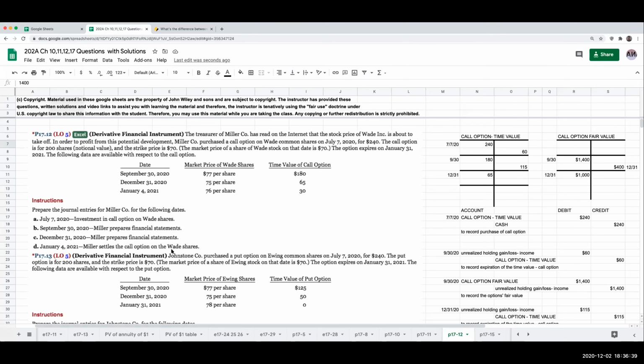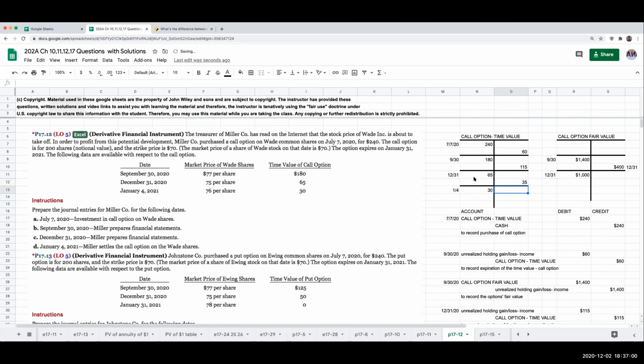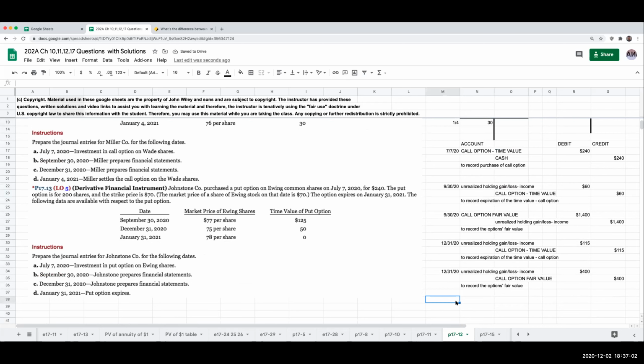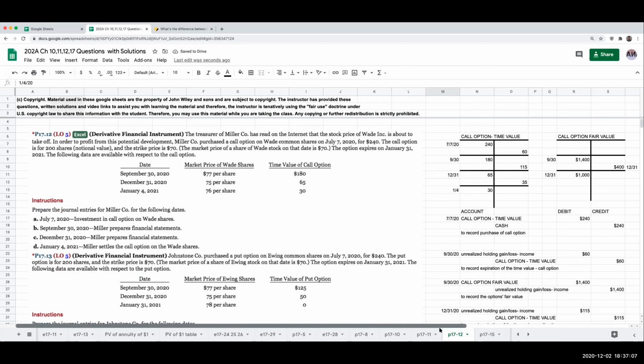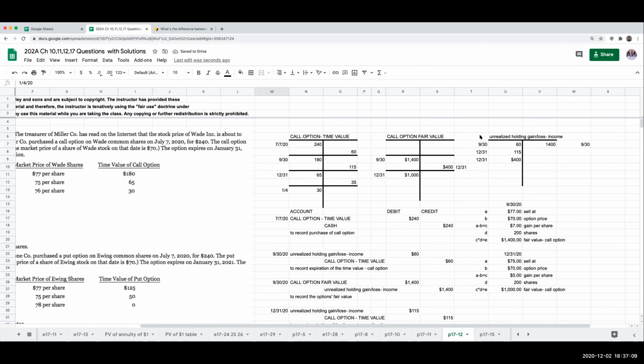Okay, so now I'm settling this. I settle the call option. Now, when I settle the call option, the time value of this is at 30, and this is at 1/4. So the first step we're going to do is we're going to go through and record basically the change in this time value. So right over here on 1/4/20, I'm going to go ahead and, because this unrealized holding gain or loss on income, this would be 2020.